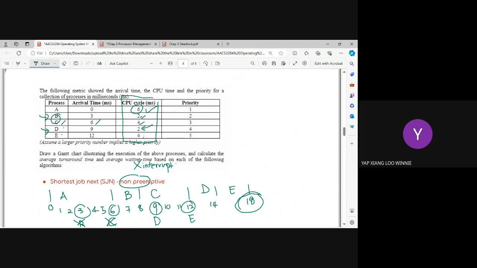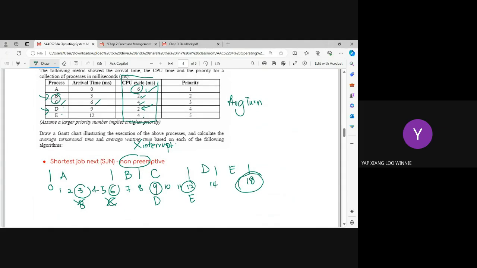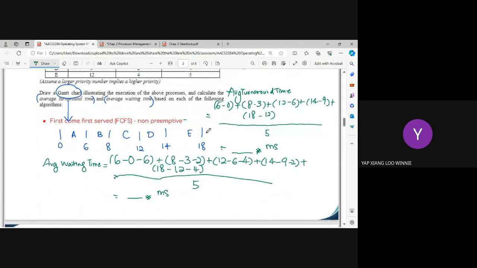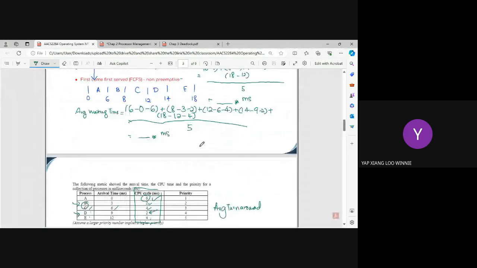non-preemptive, cannot have interrupts. Now for this one, you just draw 2 lines, and then you calculate your average turnaround time and your average waiting time. Just calculate based on this one. So this one I won't go through. Now, shortest job next and first come first serve are done.